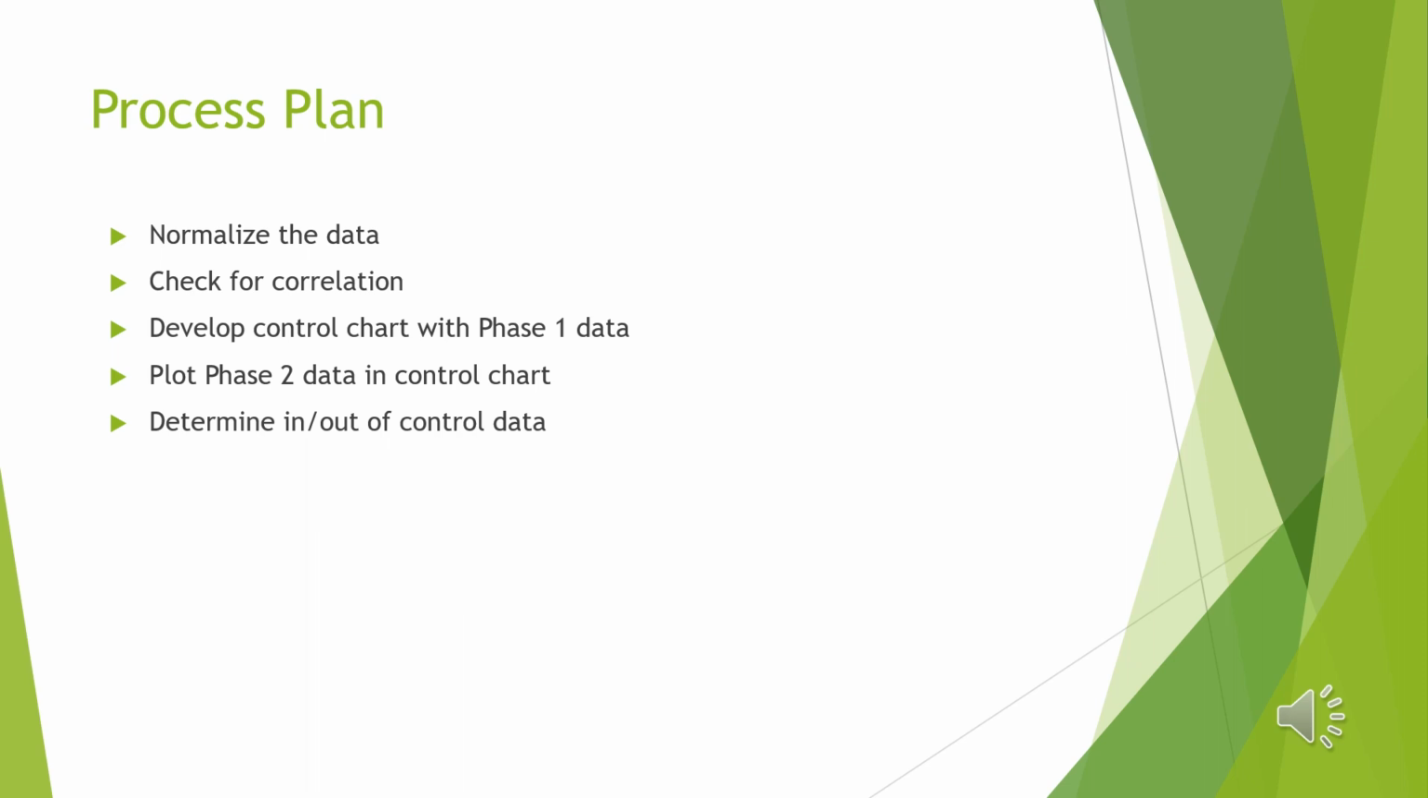We developed a control chart with the phase 1 data to determine the upper and lower control limits. Then we plotted the phase 2 data in the control chart, which allowed us to determine the in and out of control data points and parts, and ultimately draw our conclusions.